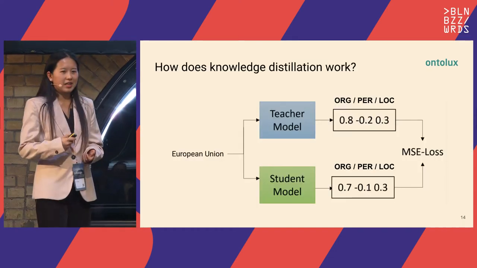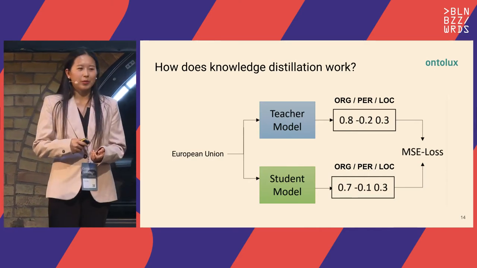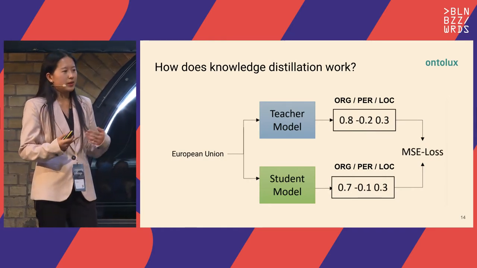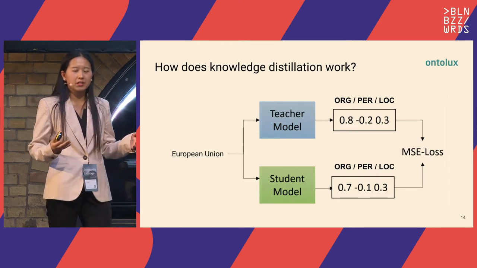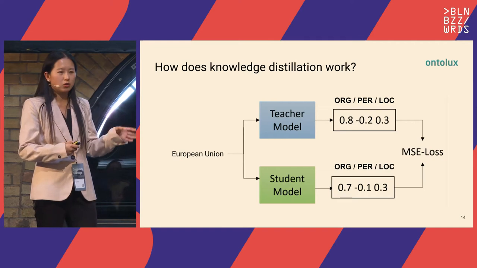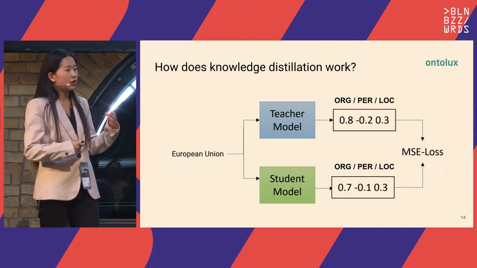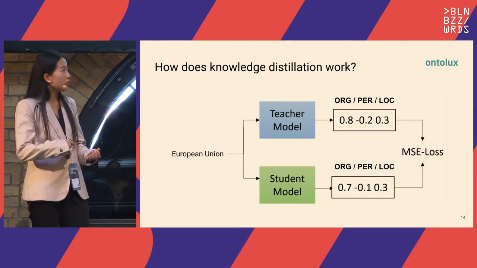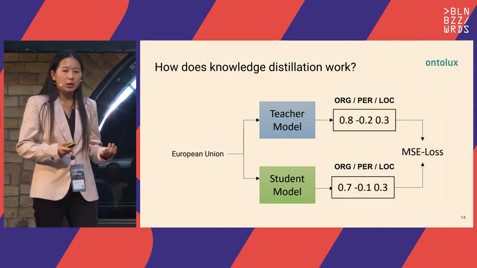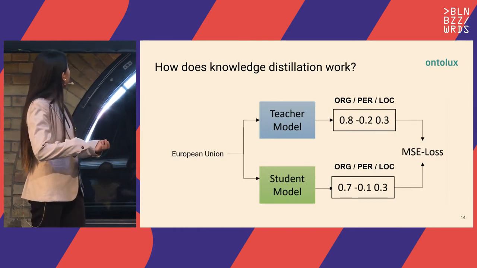So how does it work exactly? I take here an example of an NLP task, which is named entity recognition. Basically, you have a string of text, and the model has to predict which words in the text belong to a named entity. And typically, there are four different classes: organization, person, location, and miscellaneous, which means it belongs to a named entity, but not the three classes.